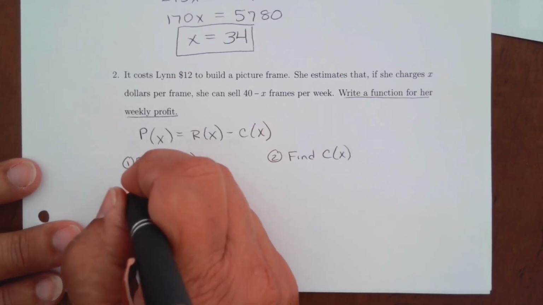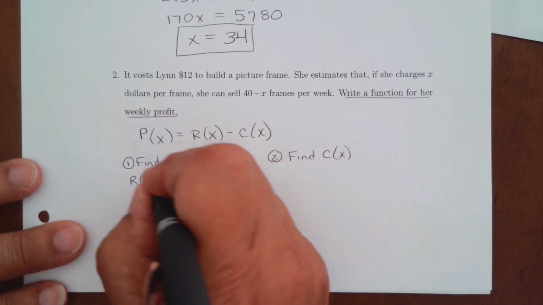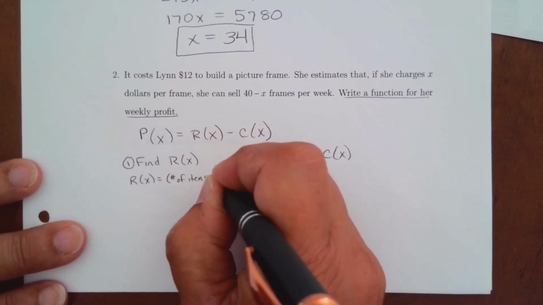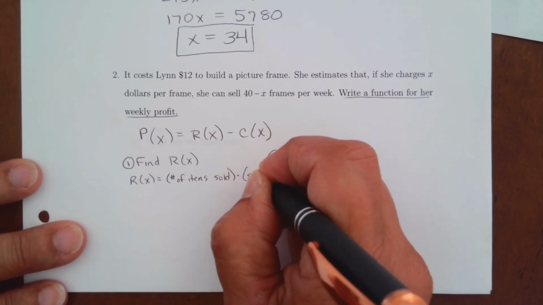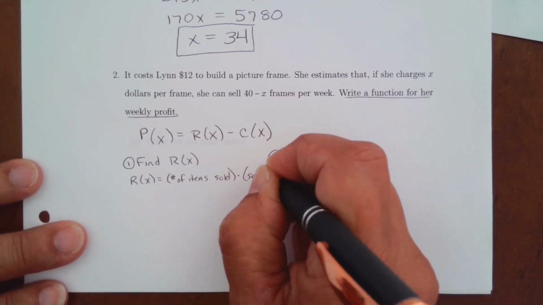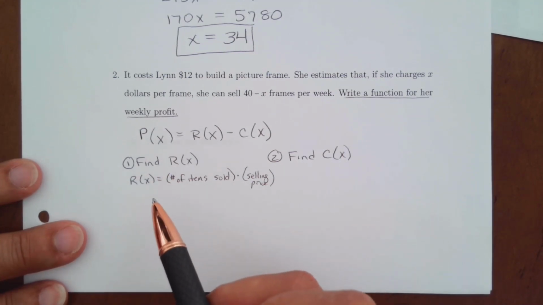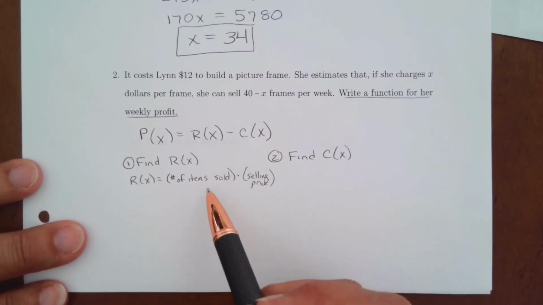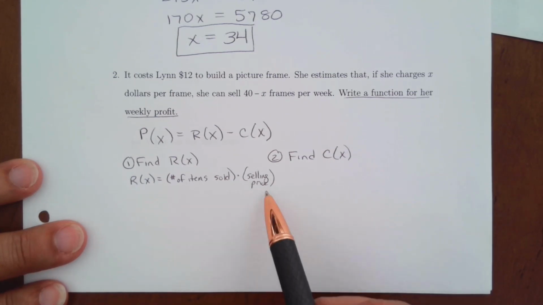All right, so remember what R of X is. R of X is the number of items sold times the selling price. So let's go back to our problem and figure that out: the number of items sold and the price. This one you gotta be careful of.